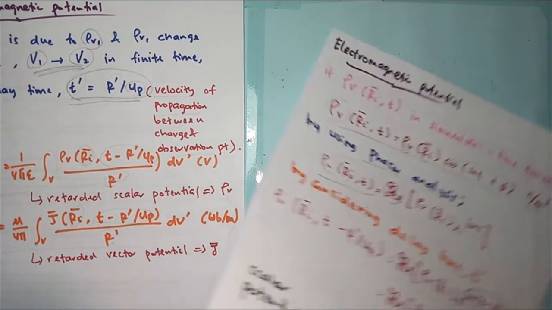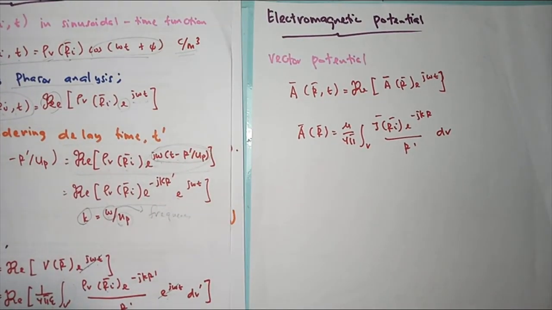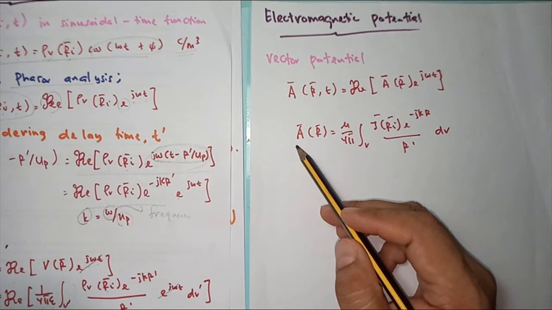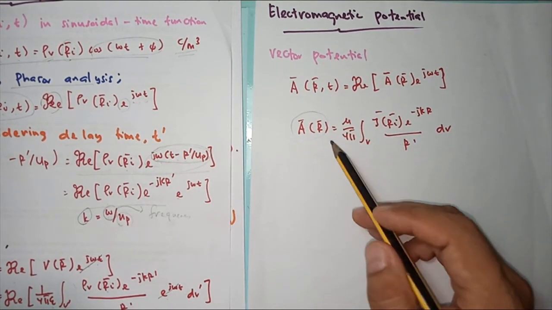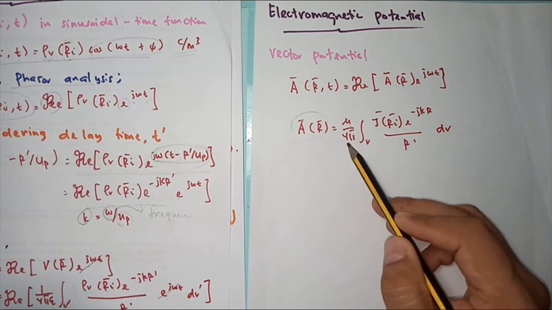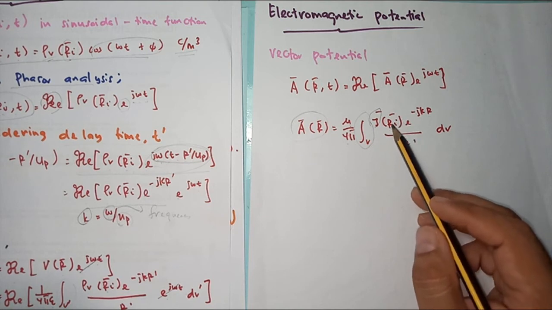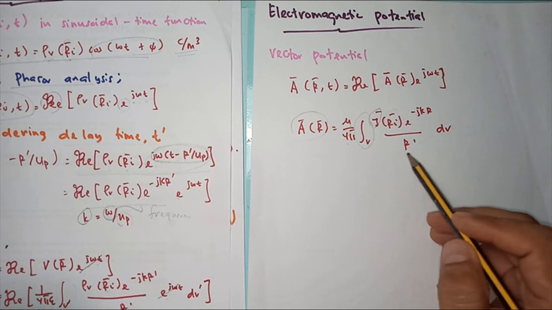The same goes for the magnetic field. If we have the current density that is used to induce a magnetic field in a sinusoidal function, we will have the expression for the vector potential of the magnetic field equal to mu divided by 4 pi, volume integration of vector J as a function of vector Ri, exponential minus j k r, divided by r prime dv.